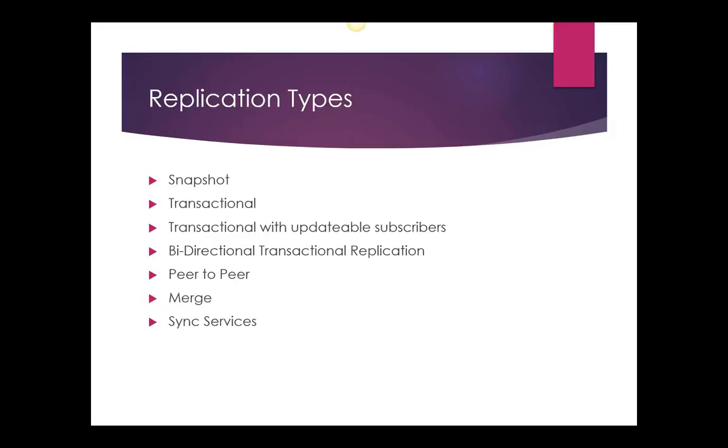Replication types, again borrowing from the metaphor of the publishing world: a snapshot. A snapshot, basically, you should consider a point-in-time image of your data. Whenever you run it, the snapshot will capture the state of your database at that point in time and then send it down to the subscribers. It won't capture subsequent changes which are occurring on your publisher.